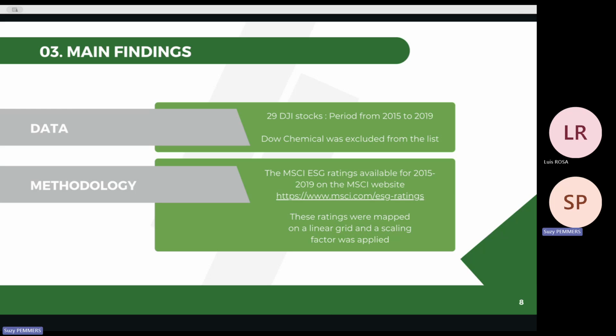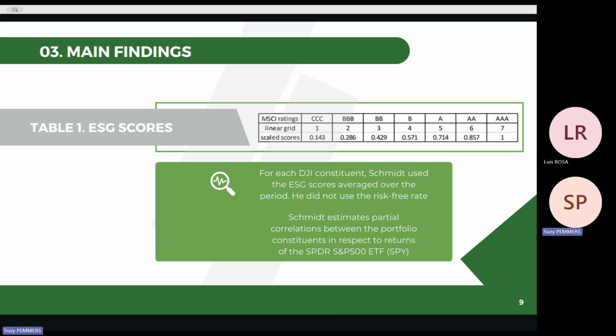These ratings were mapped on a linear grid and a scaling factor was applied. This step allowed to quantify and integrate ESG into the analysis. For each DJIA constituent, Schmidt used the ESG score averaged over the period, and he did not use the risk-free rate. Also, Schmidt estimated partial correlations between the portfolio constituents with respect to the return of the SPDR S&P 500 ETF.